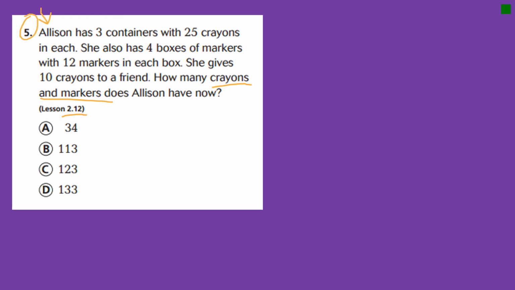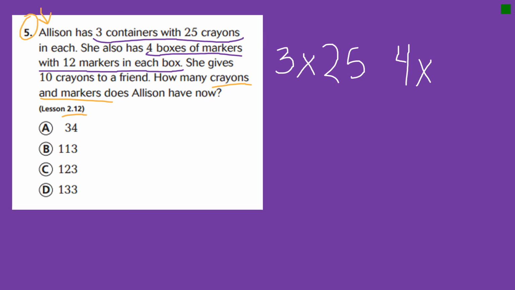Reread. I have to go back and just take the chunks of this and figure them out. 3 containers with 25 crayons. Okay, so 3 containers of 25 crayons and 4 boxes of markers. So what do you think for that? 4 boxes of 12 markers, right guys? 4 boxes, 12 in each box. And then she gives 10 crayons to a friend. So what operation goes with giving stuff away? Subtraction. Well, that was nice of her, wasn't it?